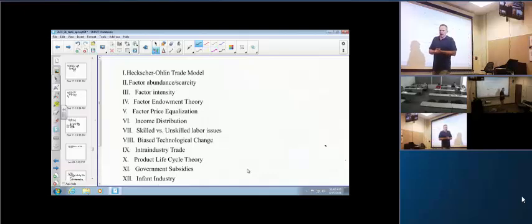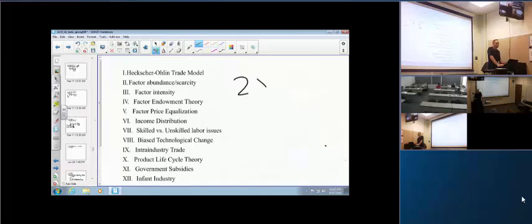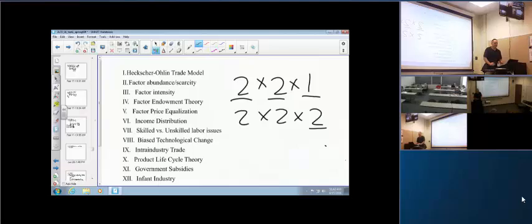As a consequence, Heckscher and Ohlin, two Scandinavian economists, get together and they say, well, why don't we update classical trade theory? If you recall, classical trade theory was a 2x2x1 model, two countries, two goods, one factor of production, labor, and they said, let's make this a 2x2x2 model. Let's bring in not just labor, but physical capital. So now we've got two factors of production, labor and capital.